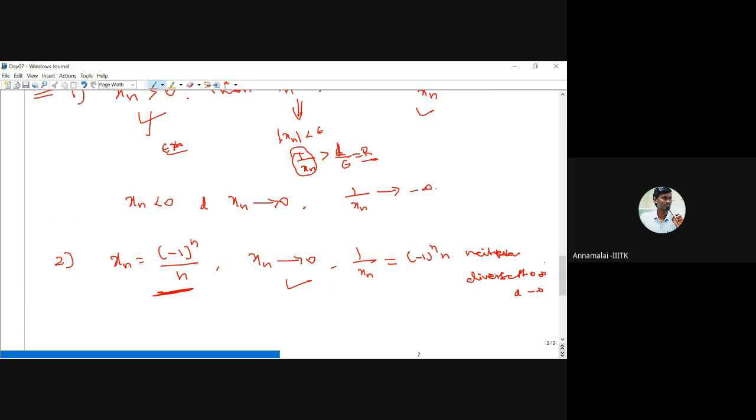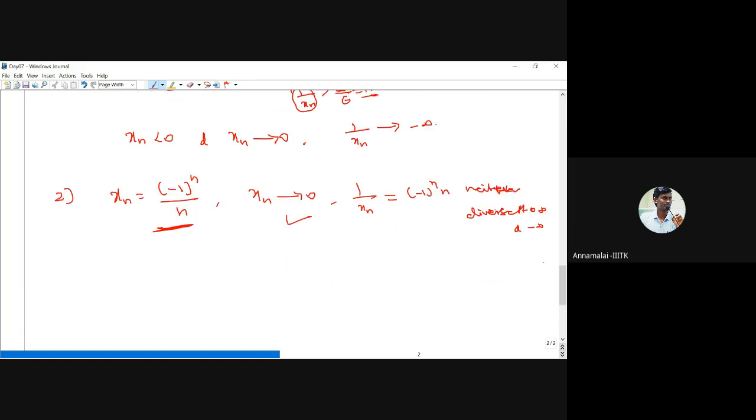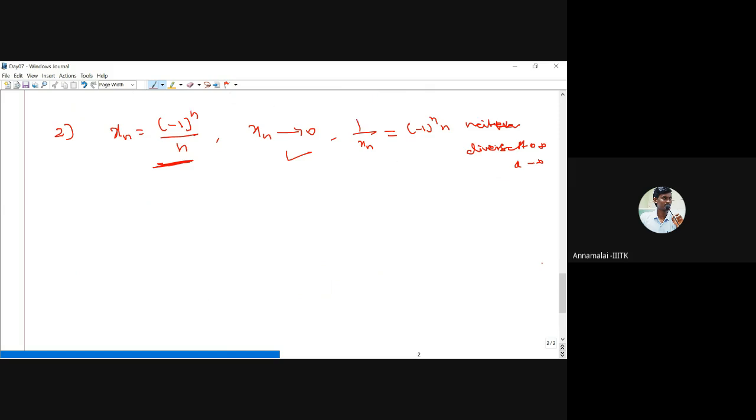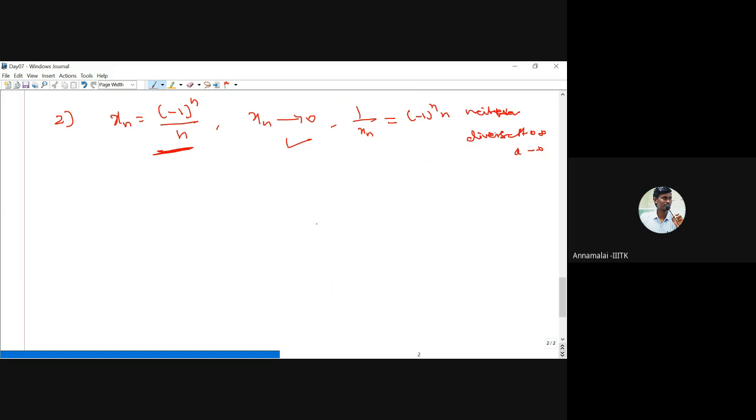Okay, so maybe there are so many exercises there. You just go through it. Now we move to the subsequences. A subsequence means we take some subset of the natural numbers, and then consider the function from that subset to R. That is a subsequence. So we define what a subsequence is.